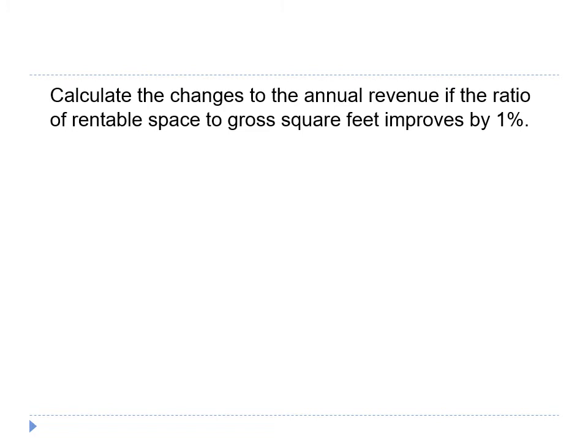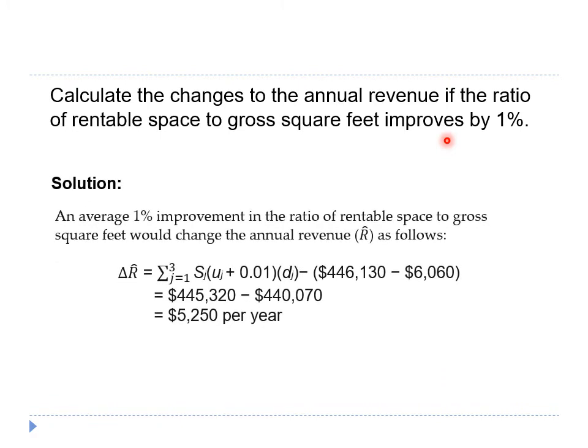For example, we can calculate the changes to the total revenue if the ratio of rentable space to gross square feet improves by 1%. Here shows the solution. Here we just add the 1% change in rentable space to the unit formula. Then the total summation of the rent here is obtained by subtracting from the total annual project revenue the miscellaneous revenue from parking space and billboard. This difference here gives us the original rent before the 1% change.